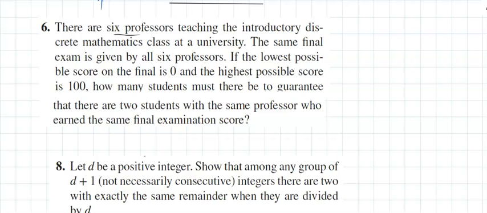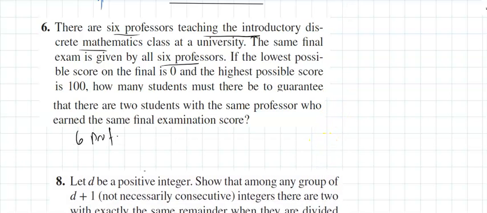Number 6, there are 6 professors teaching introductory discrete mathematics. So we have 6 professors. The same final exam is given by all 6 professors. This is like common finals. They do this a lot. So we're given the 6 exams by all professors. If the lowest possible score on the exam is 0 and the highest possible score is 100, so that's 101 possibles. How many students must there be to guarantee that there are 2 students with the same professor who earn the same final score? Well, here we really have to look at 101.